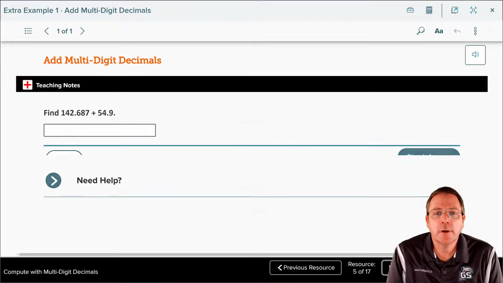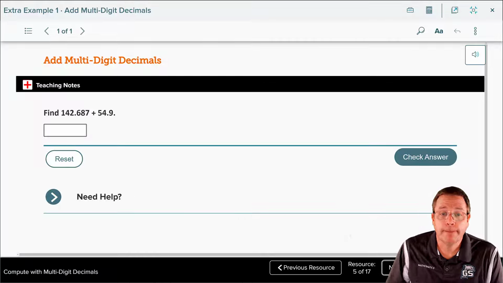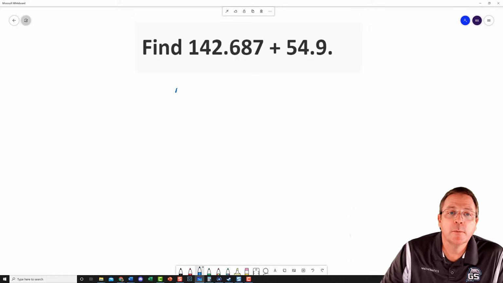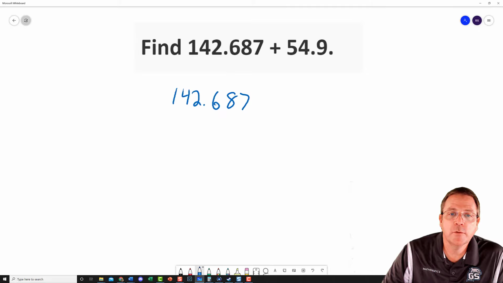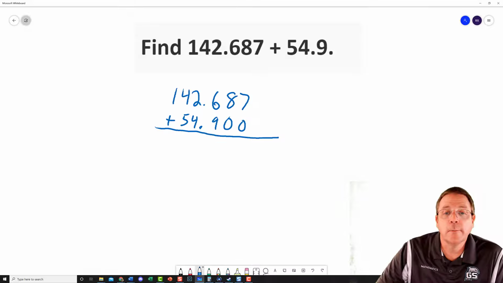Alright folks, now it's going to be your turn. Pause the video, solve this problem, check your answers, and let's see what we get. Now first thing I'm going to do is align my decimals. 142.687, also known as 687 thousandths, plus 54, the decimal goes right there, 9, that's 54 and 9/10. I've got holes here, so I'm going to annex in some zeros where those holes are, and then I'm going to add them up.